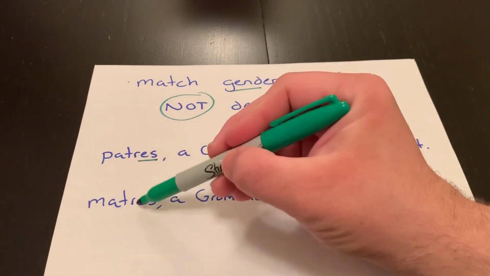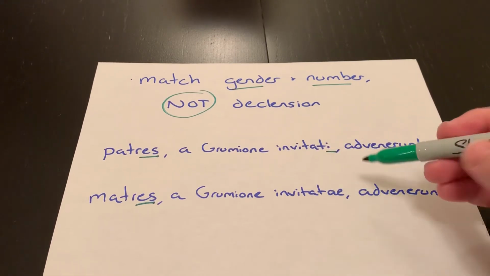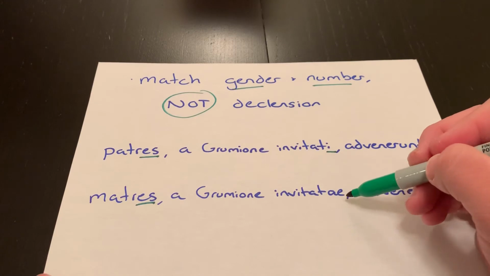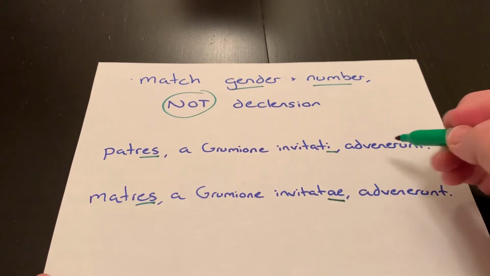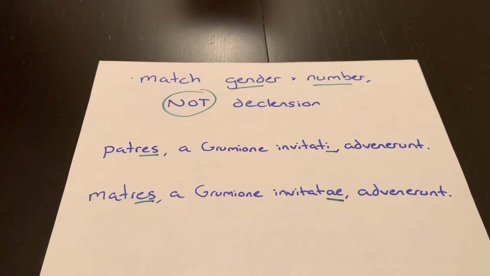Same thing down here if we had mothers, if we had a feminine word, matres. Okay, the form of the participle to describe them would be invitatae, because we're looking at feminine plural to describe our feminine plural. Again, the endings don't match, but the gender and number do.